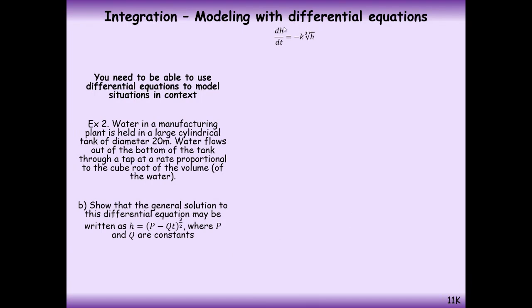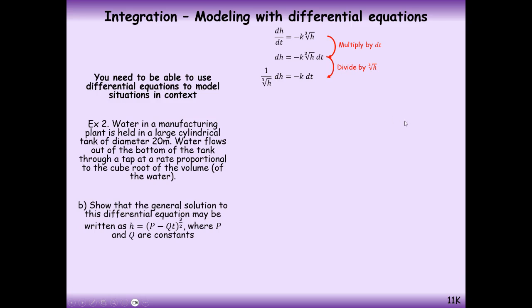Now, we came to the conclusion at the end of part A that dH by dt was some constant multiplied by the cube root of h. Now we are to solve this differential equation with respect to t. We go ahead and separate the variables. We multiply both sides by dt, and we have to divide by the cube root of h. We leave the negative constant k on the right, and we end up with this expression here.